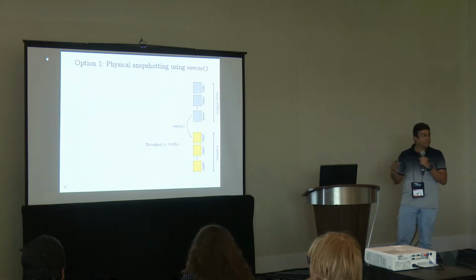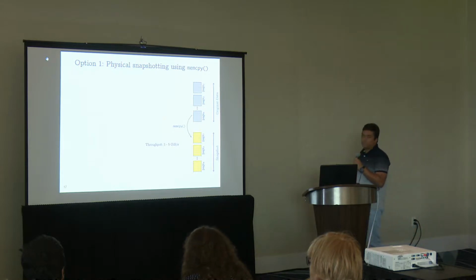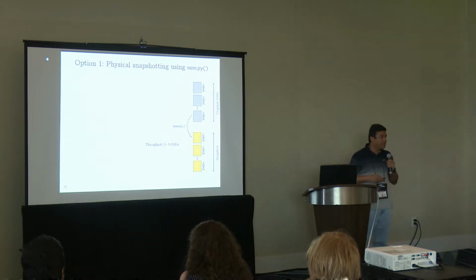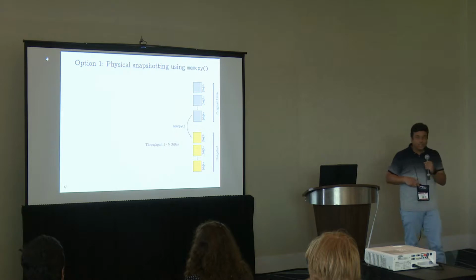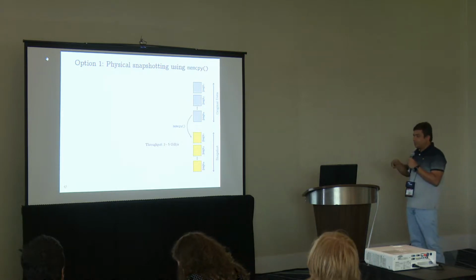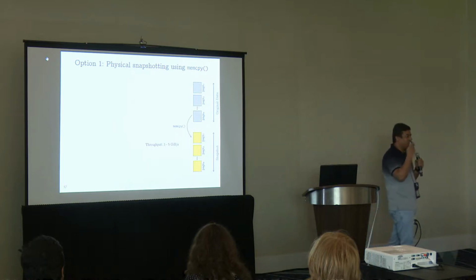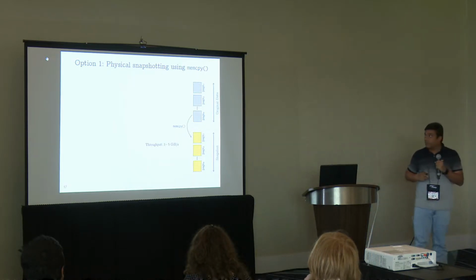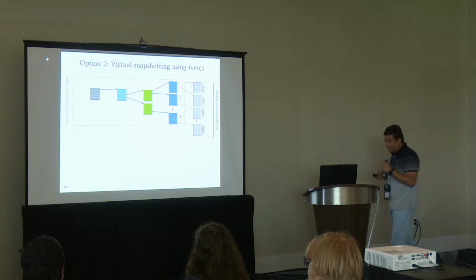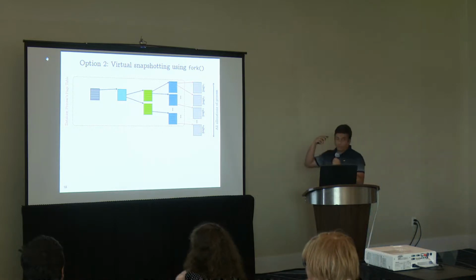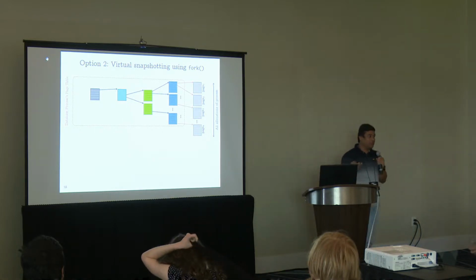Physical snapshotting is very simple. You allocate a new memory area, and then you just do a memcopy, right? The throughput in this case is roughly 3 to 5 gigabytes per second, depending on the memory bandwidth that you have. And if you look at fork, how it works is each process has a page table, right?